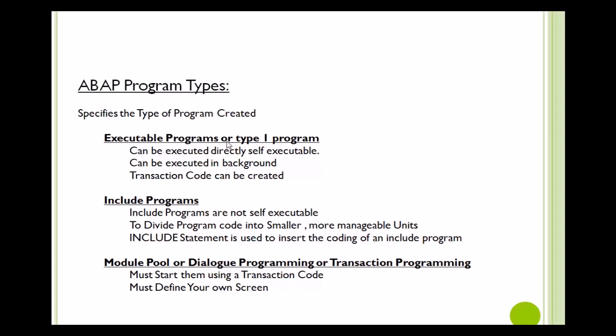We'll talk a little bit more about program types. The program types are executable programs, or type 1 programs. When you say executable, just now we created one program. A program can be executed directly. It's called self-executable. It can be executed in the background. Instead of running in the foreground, you can execute it in the background also. And a program can be executed with a transaction code, which can be created. You have to create your own transaction code. Then you can execute your program directly.